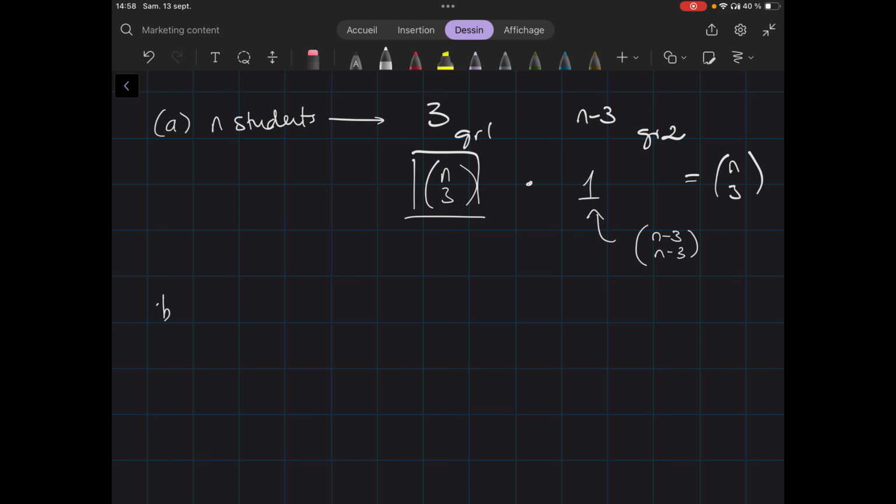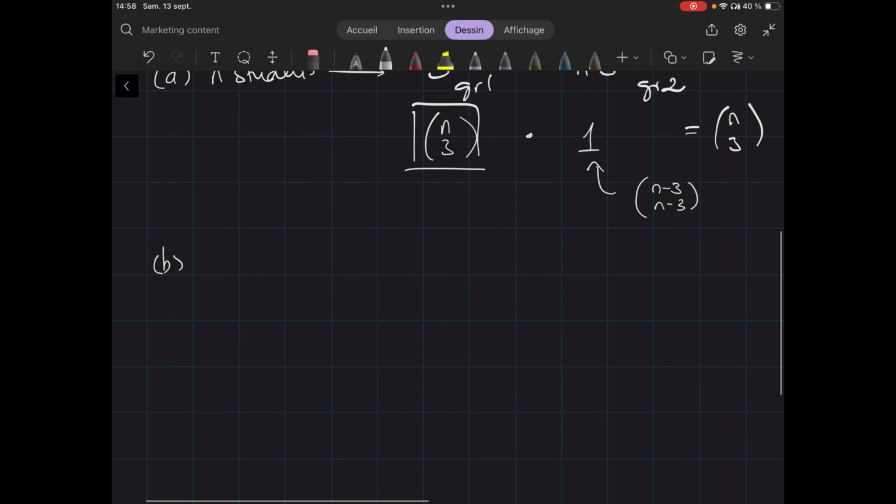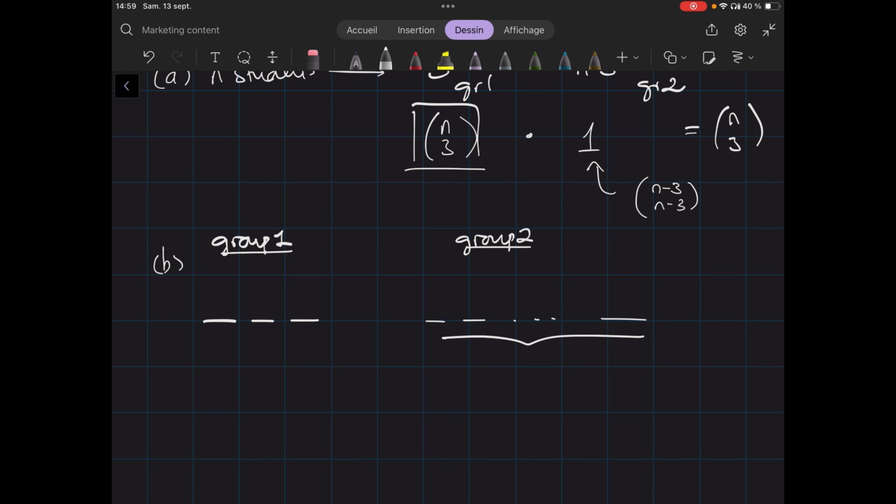In part B, 2 of the students ask the teacher not to work in the same group. So, this is group 1. We have 3 slots. Group 2, we have n minus 3 slots.